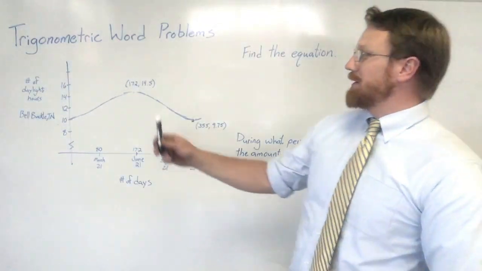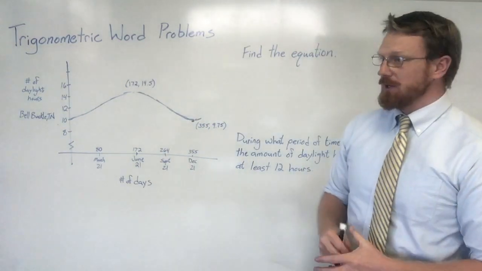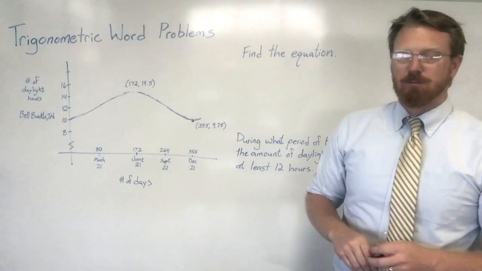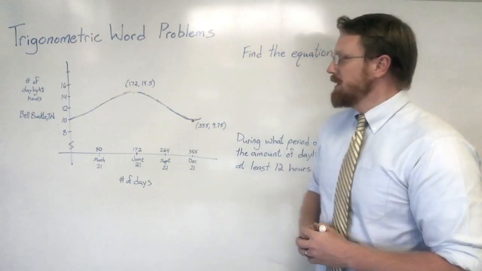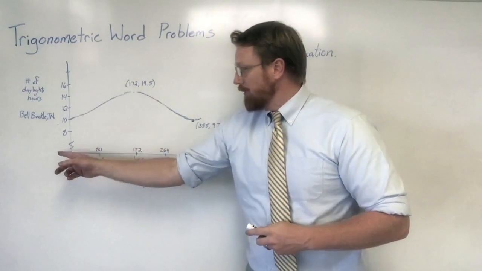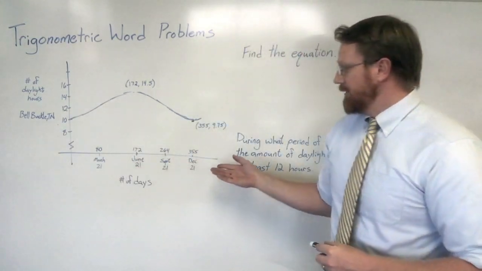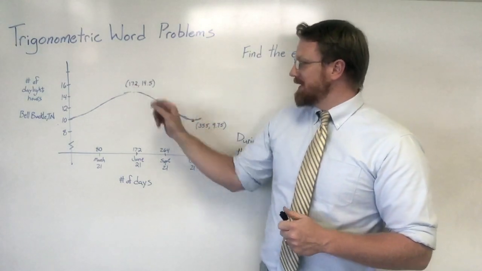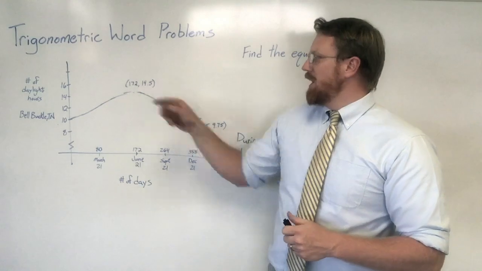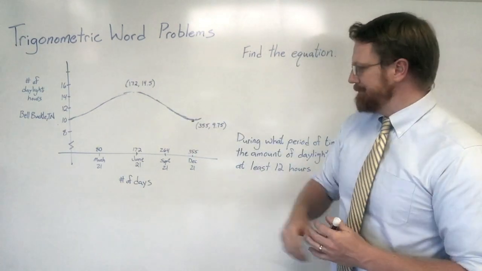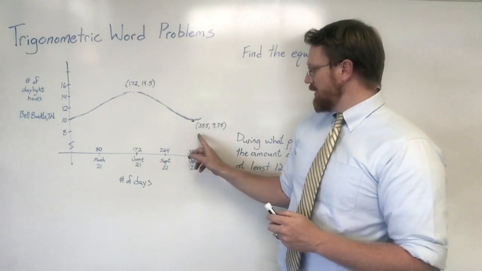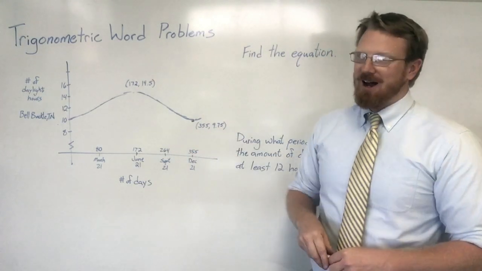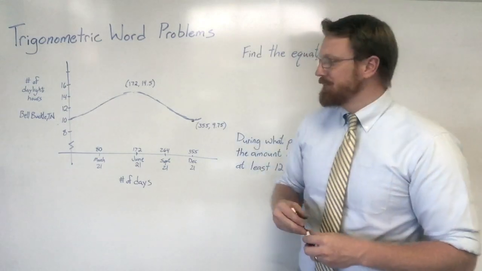All right, here we're looking at trigonometric word problems. These are going to be a little bit more complicated just because anytime you're using raw data, the numbers are a little bit more complicated. So here we have the number of daylight hours for Bell Buckle, Tennessee, depending on the day of the year it is. We have a maximum at day 172, June 21st, of 14.5 hours of daylight. And then of course the shortest day of the year is way over here, day 355, coming in at 9.75 hours of daylight for that day.